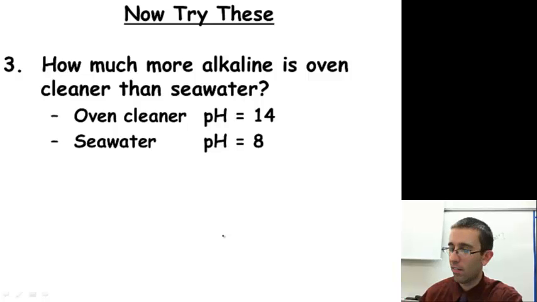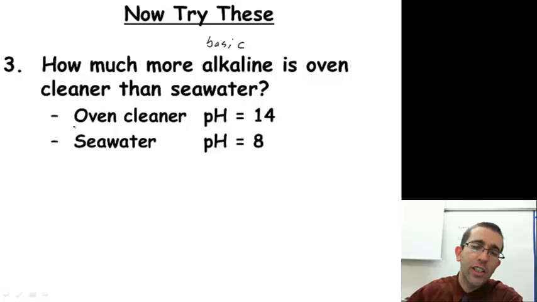Oops, did it again. This one's asking something different. How much more alkaline is oven cleaner than seawater? Alkalinity is another way of saying how much more basic something is. Remember, for bases, the stronger ones have the higher number. For acids, the lower number for pH is more acidic. For bases, the higher number. So I want to know how much more basic this is, or how much more alkaline.